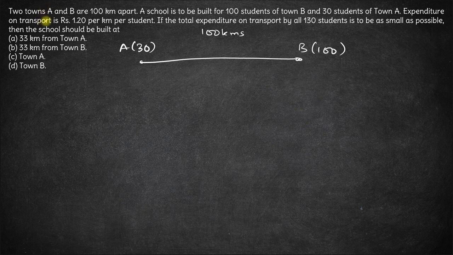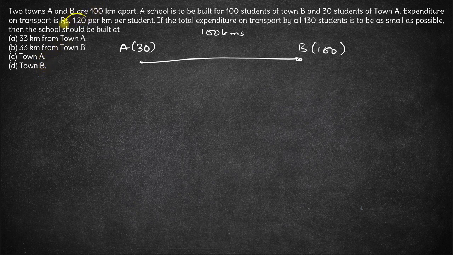Now expenditure on transport is 1.2 rupees per kilometer per student. So this is standard for any student. There are a total of 130 students. For each student, the transportation cost is 1.2 rupees per kilometer. If the total expenditure on transport by all 130 students is to be as small as possible, then the school should be built at which place? 33 kilometers from A, or 33 kilometers from B, or at town A itself, or at town B itself.